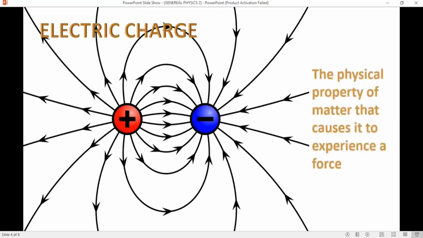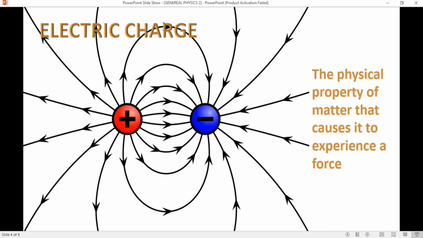Electric charge is the physical property of matter that causes it to experience a force. Physical property of matter that causes to experience a force. Ano ba yung mga physical property? Can you still remember of what are the physical properties of matter? So it could be a hardness, di ba? Ductility, di ba? Those are some of the physical properties of matter.